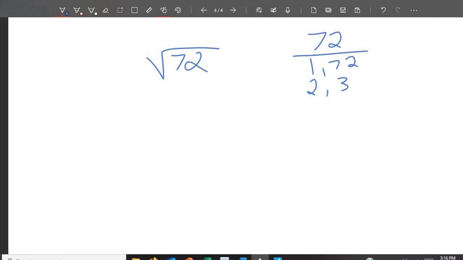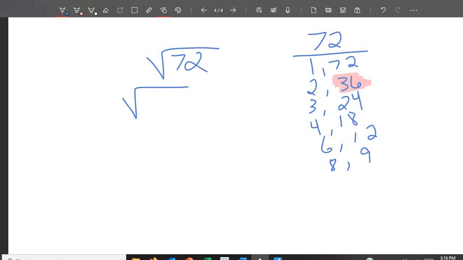Let's say we got the square root of 72. 72 is not a nice number we can take the square root of, so let's just list the factors. 1 and 72. I can't take the square root of either one of those. 2 and 36. 3 and 24. Just 4 goes in there. 4 and 18. 6 and 12. 8 and 9. Now, I'm looking for the biggest number that I can take the square root of.